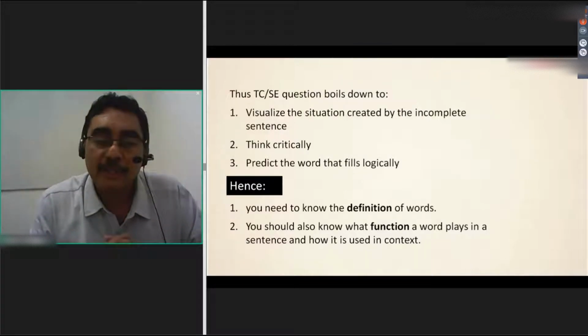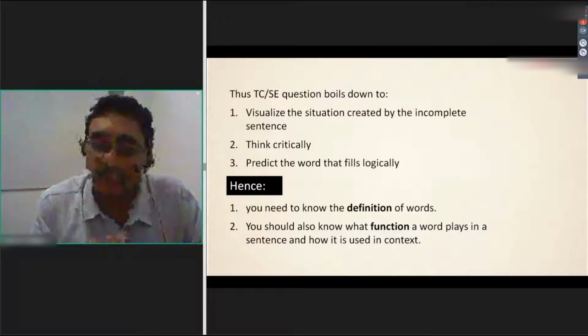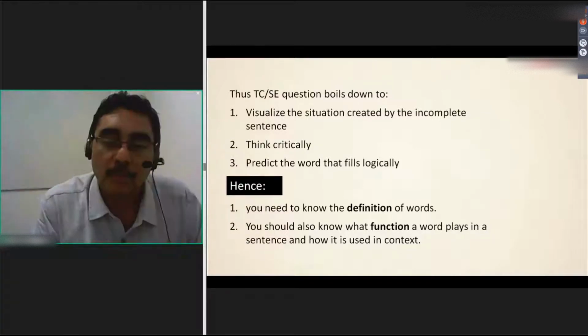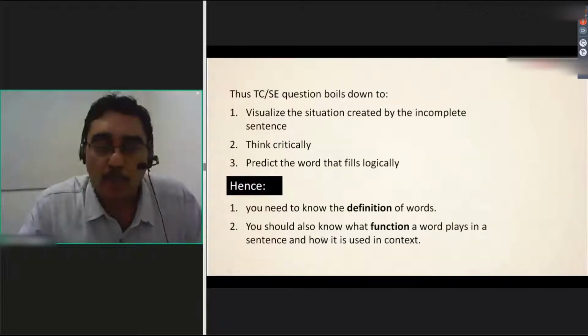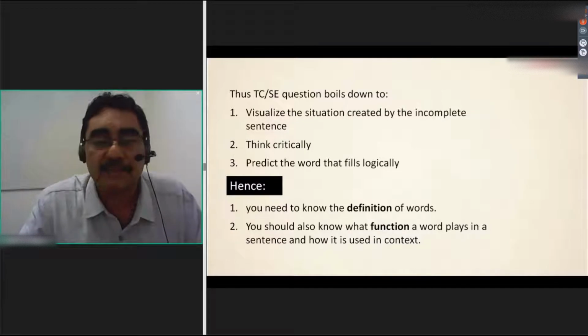So therefore, you need to know two things. One is you need to know the definition of the word, the meaning of the words in the choices, very clearly. And second, you should also know what role or what function the word plays in the sentence. So let us see this point more clearly. What do I mean when I say what function or what role a word plays in a sentence?